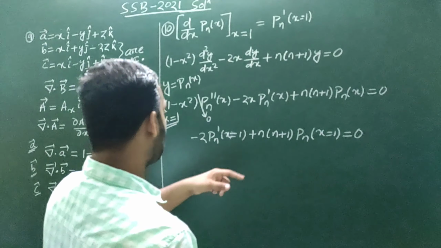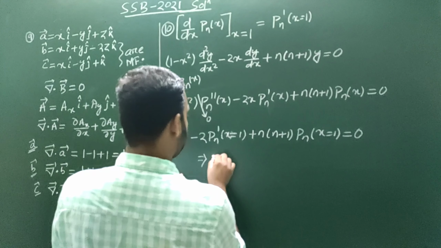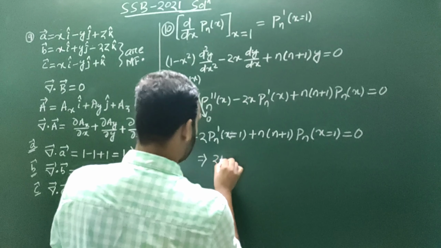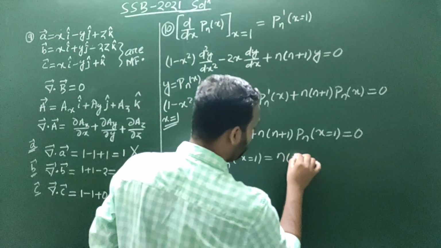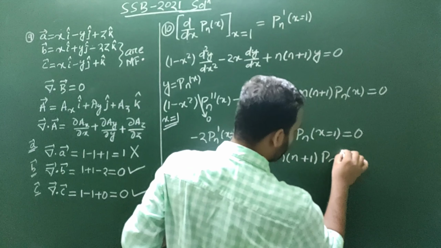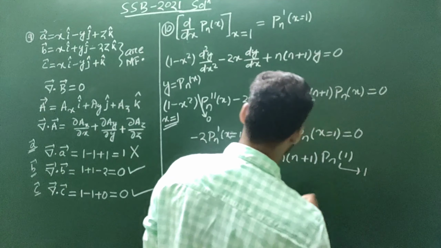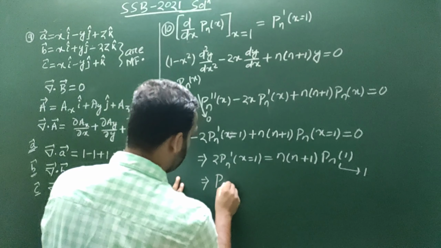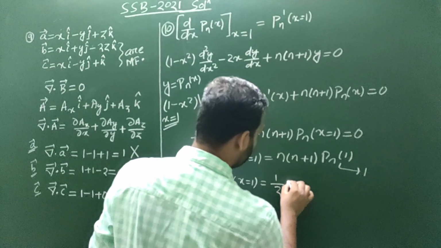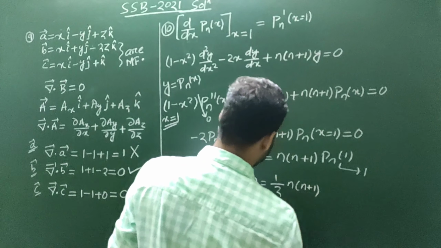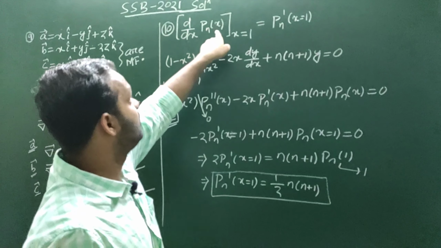Let's take the RHS. So finally you will get 2 Pn prime at x equal to 1 is equal to n into n plus 1 times Pn of 1. If you remember, this value is equal to 1. This will give you 1. Now I can write Pn prime at x equal to 1 is equal to 1 by 2 n into n plus 1. This is the answer. This is the first derivative of the Legendre polynomial.